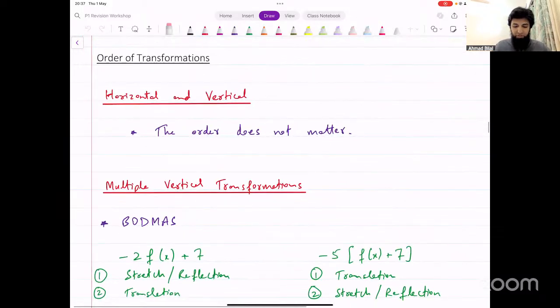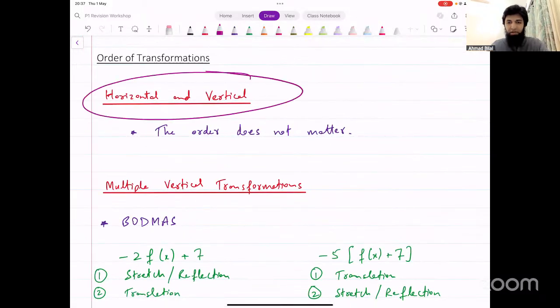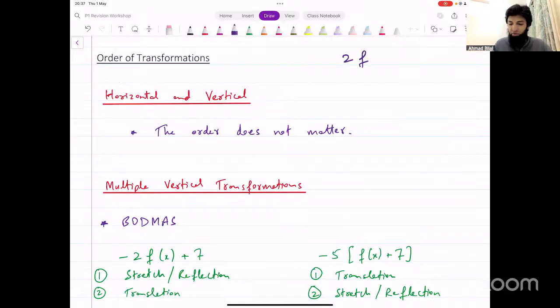Order of transformations. When you have horizontal and vertical transformations, that means some horizontal transformation and some vertical transformation, between horizontal and vertical, the order does not matter. So, for example, if you have something like 2 into f of x plus 3, this is a vertical stretch and this is a horizontal translation. One is vertical, the other is horizontal. Between them, the order does not matter. You could do the vertical first or the horizontal first, it would not matter.